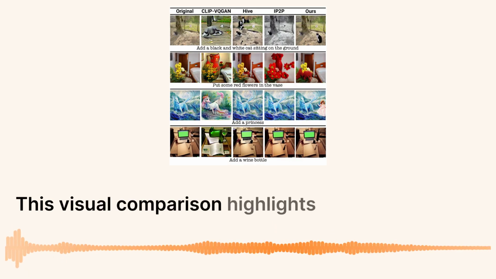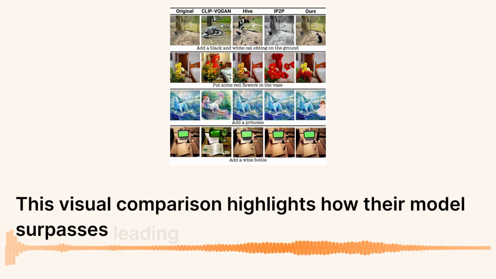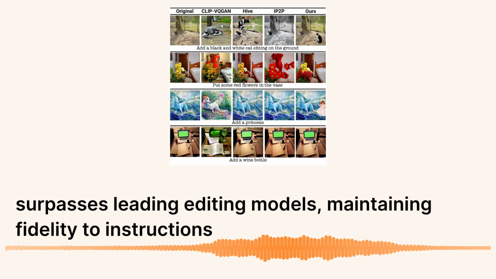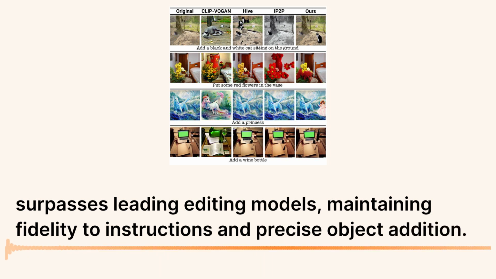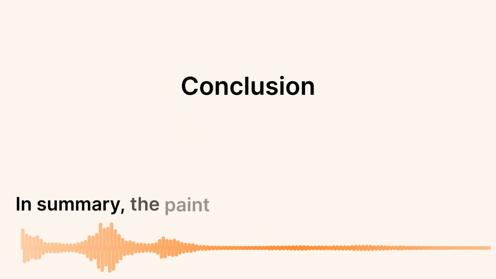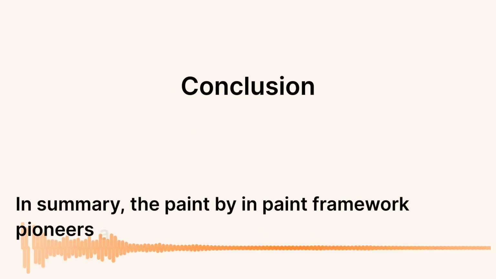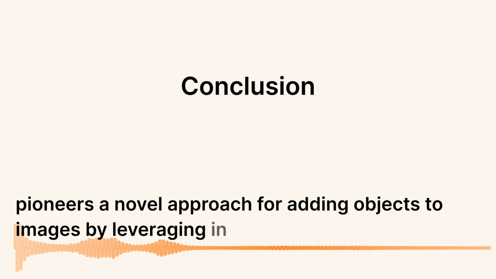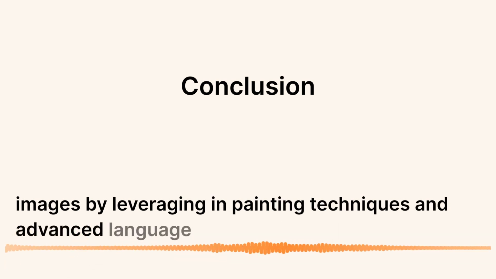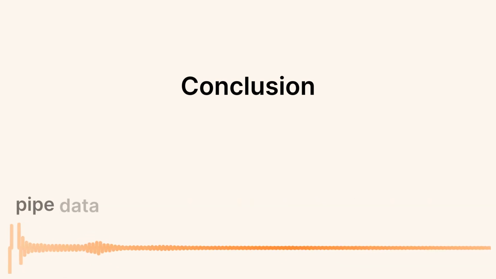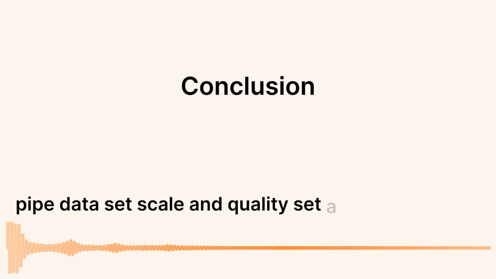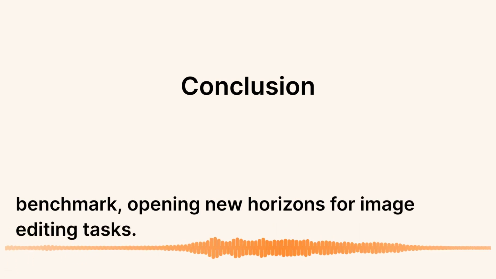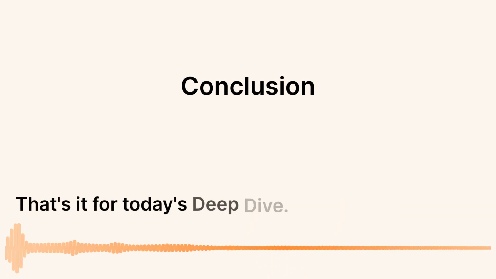This visual comparison highlights how their model surpasses leading editing models, maintaining fidelity to instructions and precise object addition. In summary, the Paint by Inpaint framework pioneers a novel approach for adding objects to images by leveraging inpainting techniques and advanced language models. The PIPE dataset's scale and quality set a new benchmark, opening new horizons for image editing tasks. That's it for today's deep dive.